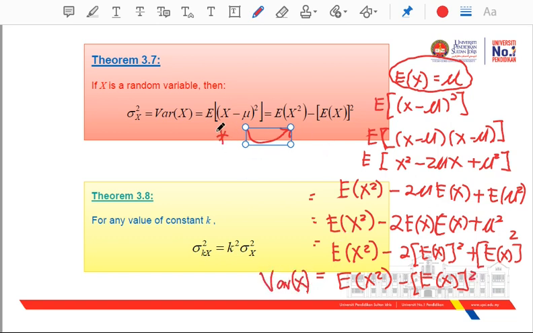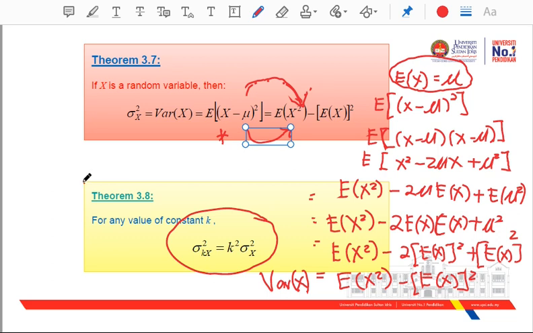Okay, so this is just to show you from the left hand side to the right hand side. Remember, for the variance formula, this one you need to keep in mind: variance of X is E(X squared) minus mean squared, which is [E(X)] squared. And for the case of variance, as you can see here, k is a constant.